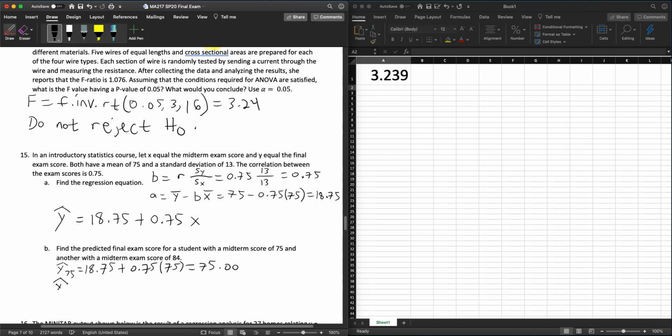Y hat for an exam score of 84, this would be 18.75 plus 0.75 times 84. Do that out on a calculator, you get about 81.75. A whole bunch of 75s, right?